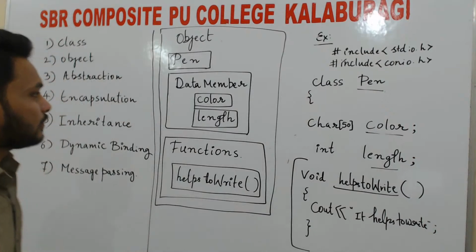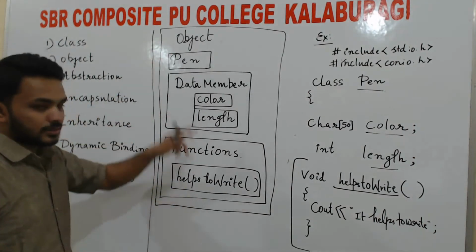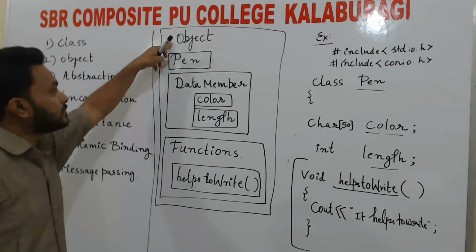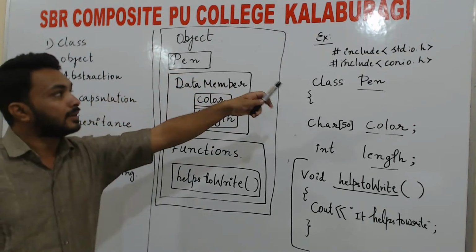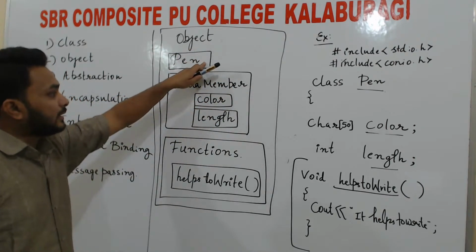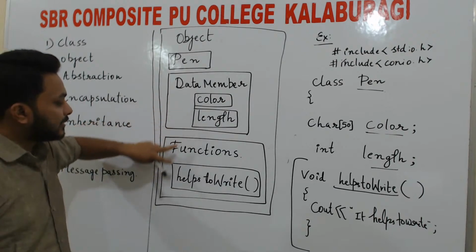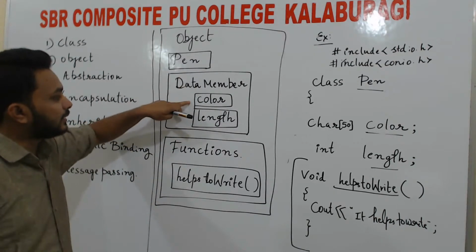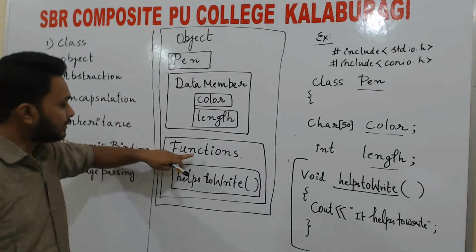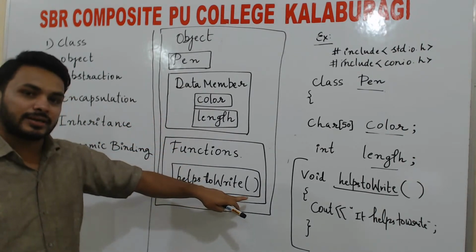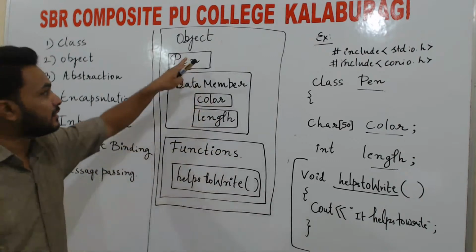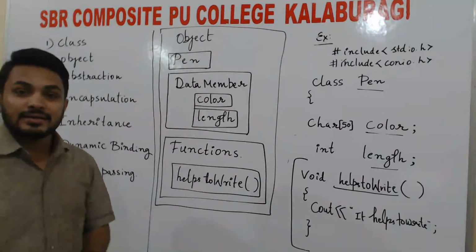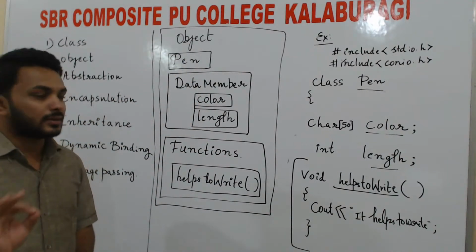How will you create an object? You understood this concept, right? So basically the object includes a pen. Pen is an object. Pen object includes data members and functions. Which data members does it include? Pen color, pen length, and the function is helps to write. This is the function of a class pen or object pen.